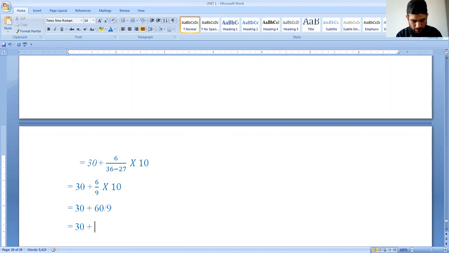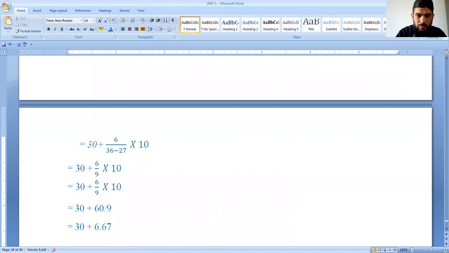We can use a calculator for this value. It will be 6.67. So Z is equal to 36.67 as the answer. This will be the answer.